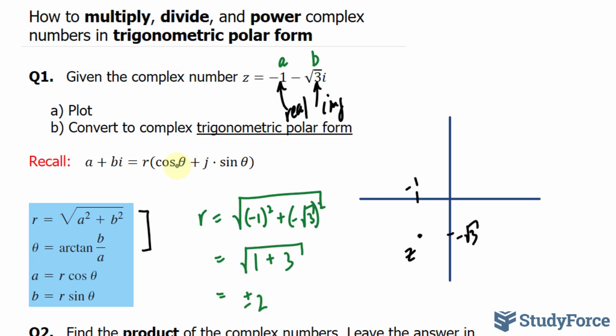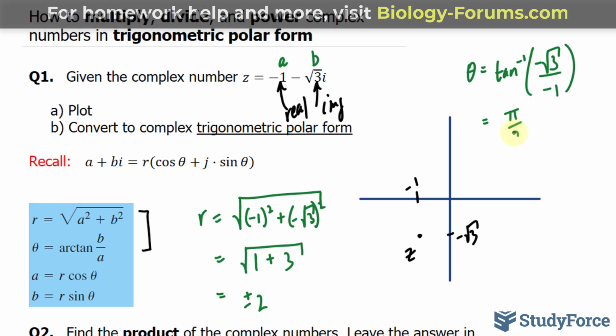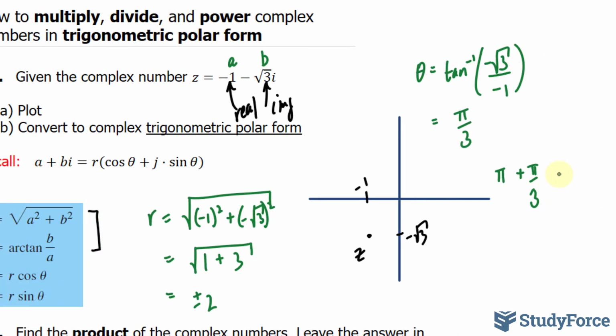Next, let's find theta. We'll use the second formula. Arctan means the inverse tangent. So theta is equal to inverse tangent of negative square root of 3 over -1. Using your calculator or special triangles, you'll find that this is equal to pi over 3. Now, because we are in the third quadrant, pi over 3 is an acute angle, meaning that it's in the first quadrant. So to find this angle, you take pi, which is half a circle, plus pi over 3, and you end up with 4 pi over 3.